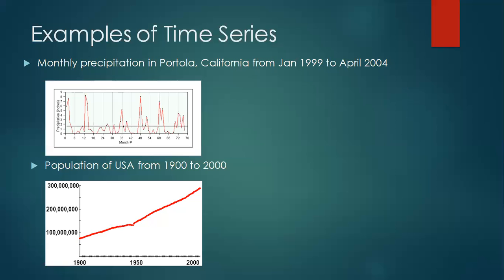The next example, there is population of USA from 1900 to 2000. So this is also captured every year, population of US captured every year over the course of 100 years. So this is also a good time series.